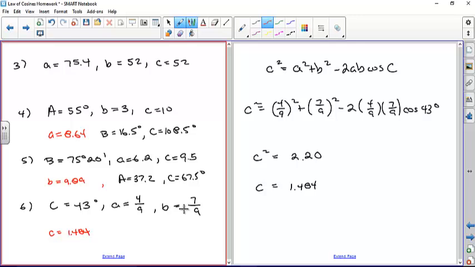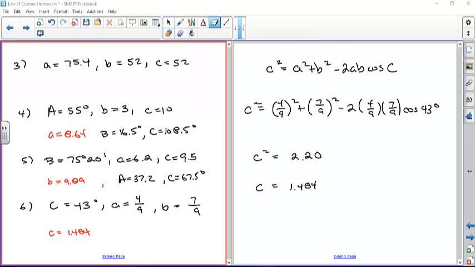It doesn't seem correct. Because if I think about, even if these two angles were equal, 180 minus 43 would be 137. 137 divided by 2 would be about 70 something. And if I had an angle of 70, but this length is shorter, then something is obviously wrong. So let's pause it.